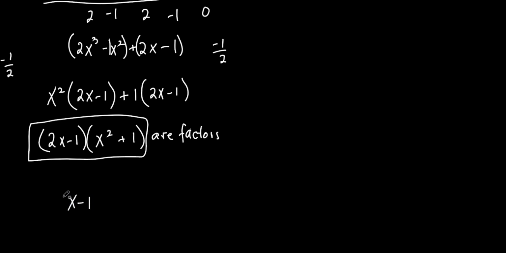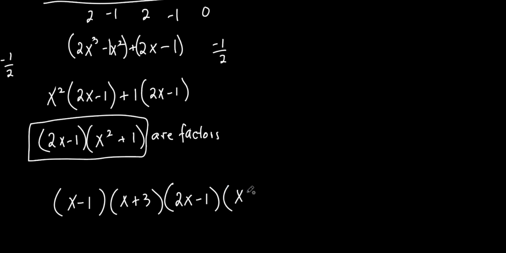So x minus 1 was one of them, right? What was the other one? X plus 3? Yes? What else? Well, 2x minus 1. It's just asking for factors, not solving for x just yet, okay? And then what's the other one? X squared plus 1.